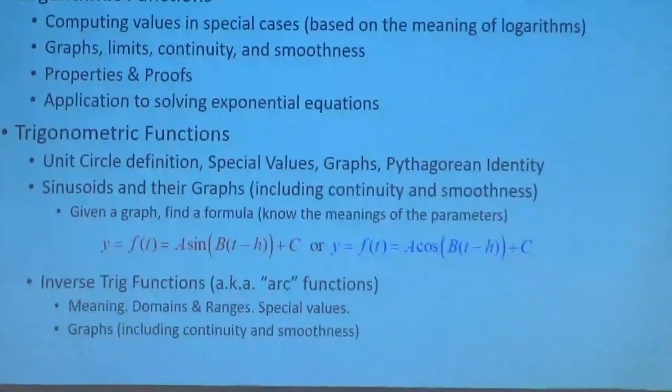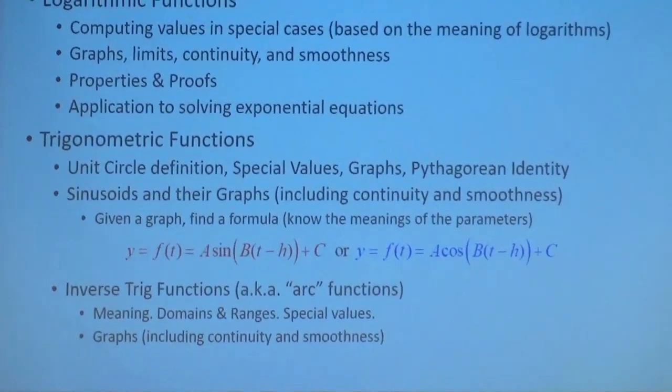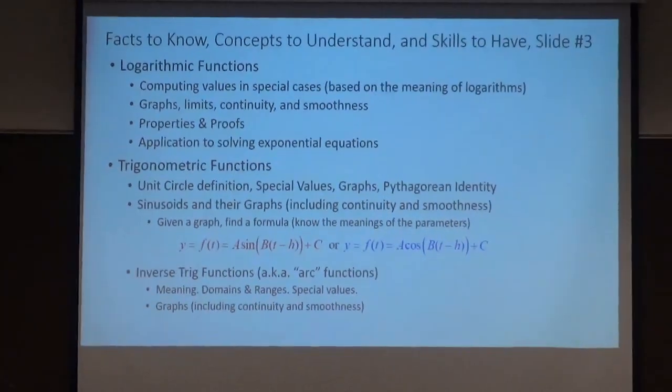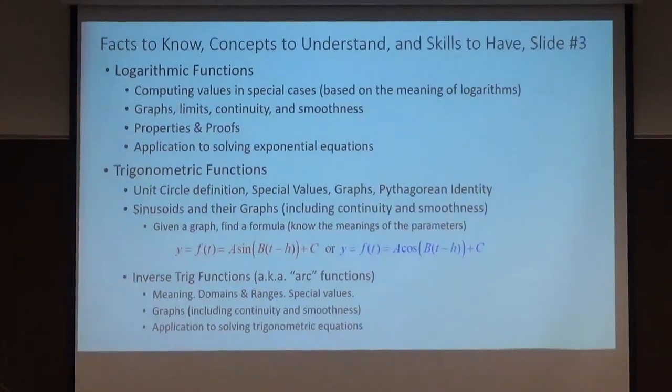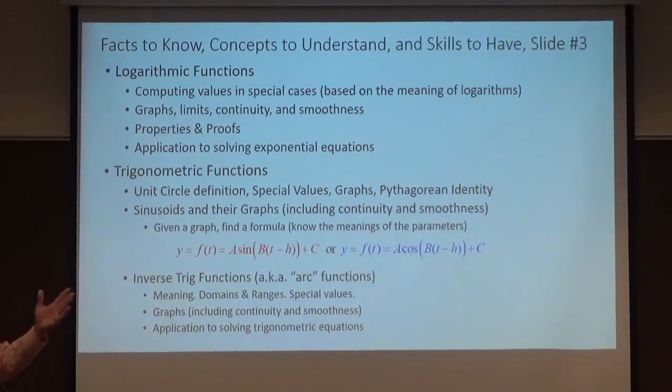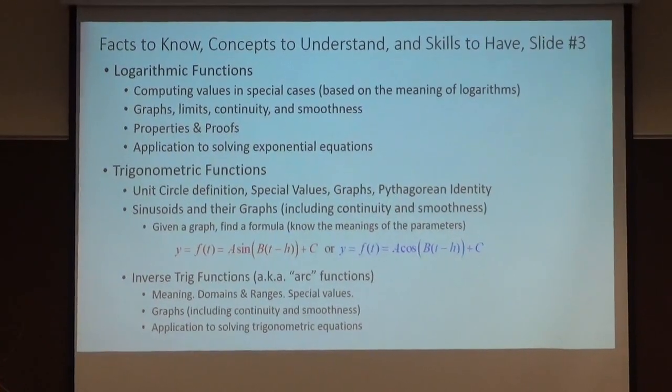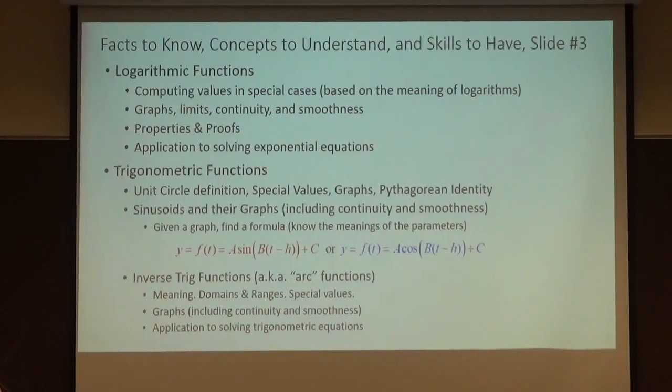You should quickly review the domains and ranges of the inverse trig functions. I guess I already did with the inverse sine. An application to solving trig equations like this. The absolute value of A is the amplitude. B is called the angular frequency. Again, it's related to the period. It's 2 pi over the period.